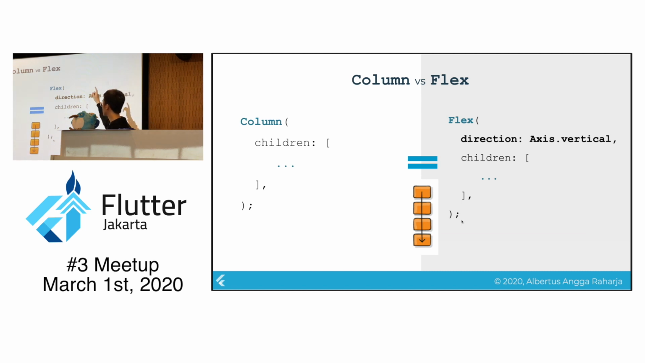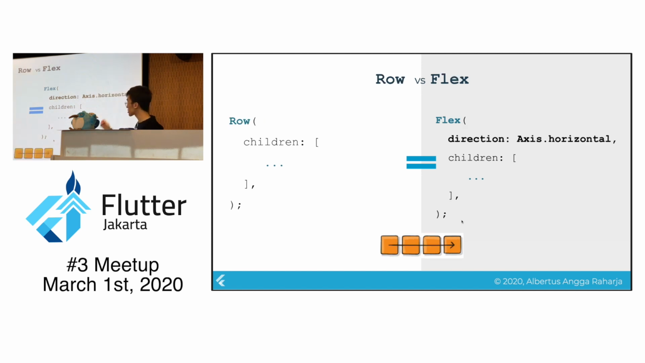So if you want to use flex, you just have to specify the direction. In this case, column, the direction is axis.vertical. In case of row, you have to use axis.horizontal. So they are just the same. They are interchangeable. You can use both of them depending on what you need. So my recommendation is to stick with row or column.